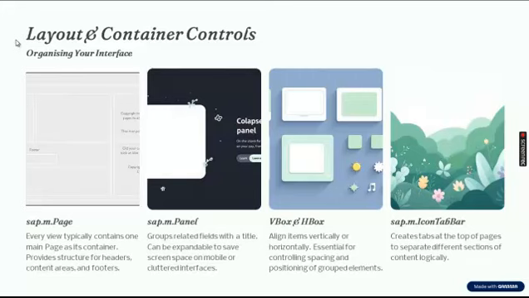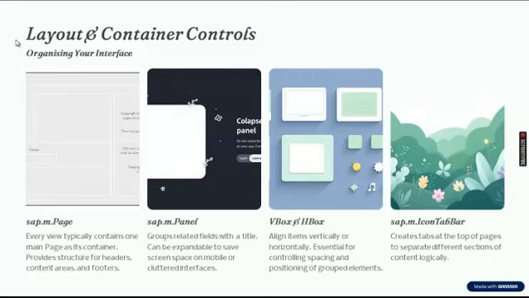And the third one is layout and container controls. To organize your buttons and inputs nicely, these controls are used. That is sap.m.Page. Every view typically contains one main page as its container, which provides structure for headers, content areas, and footers. sap.m.Panel, a great way to group related fields with a title. It can even be expandable to save space.